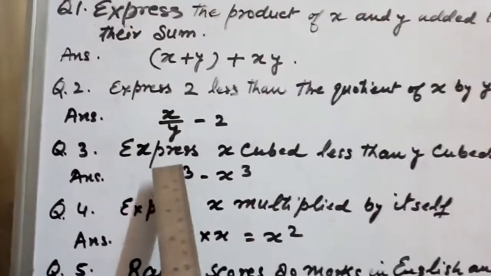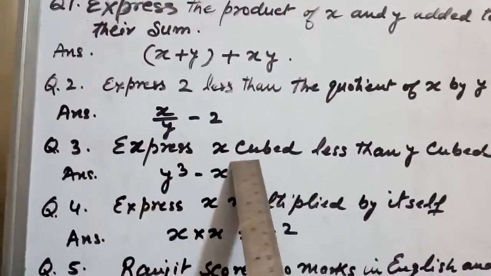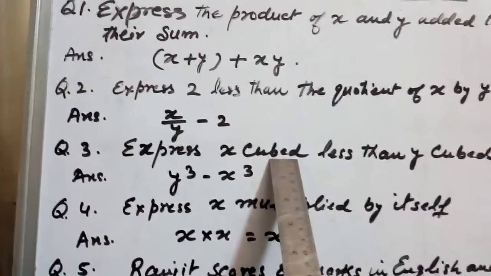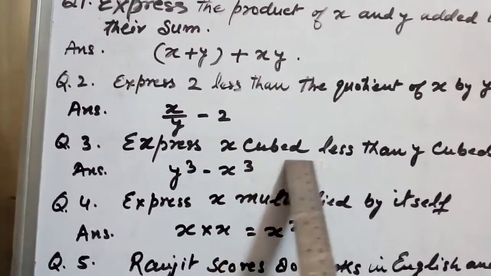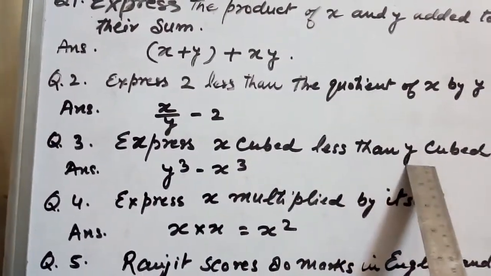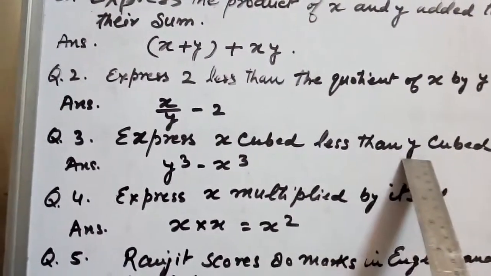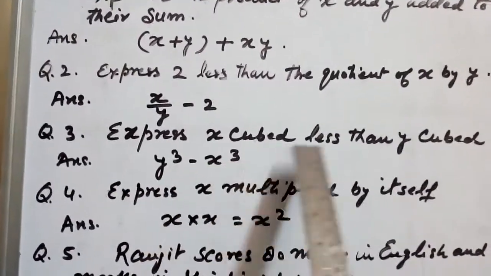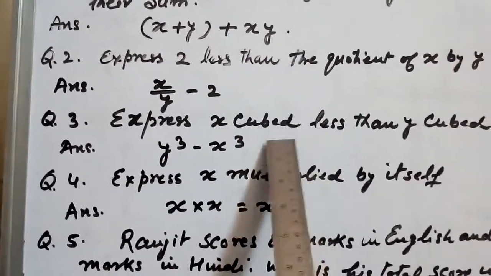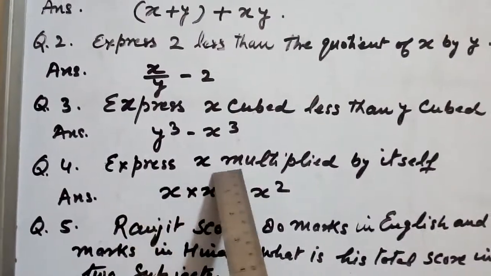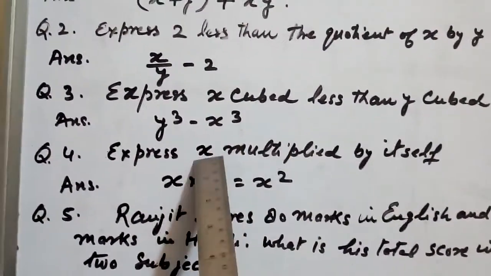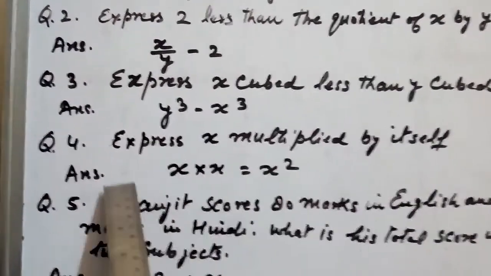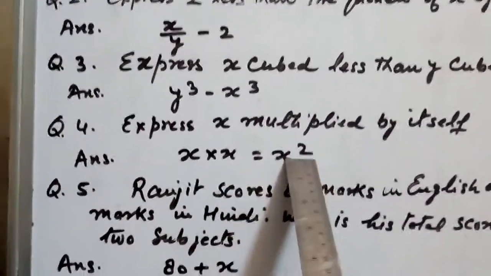Here is the third one. Question 3 is this: express x cubed less than y cubed. Children, x cube is x raised to the power 3. Less than y cubed means y cube minus x cube. So this is the answer. Now question 4 is: express x multiplied by itself. Children, when a variable is multiplied by itself, it becomes its square. Hence the answer is x multiplied by x is equal to x square.